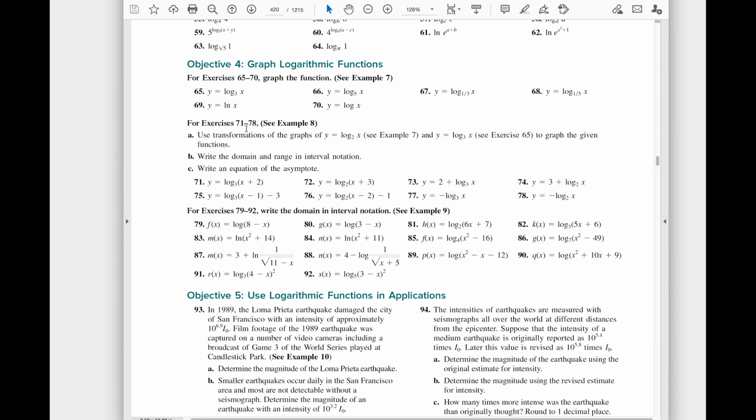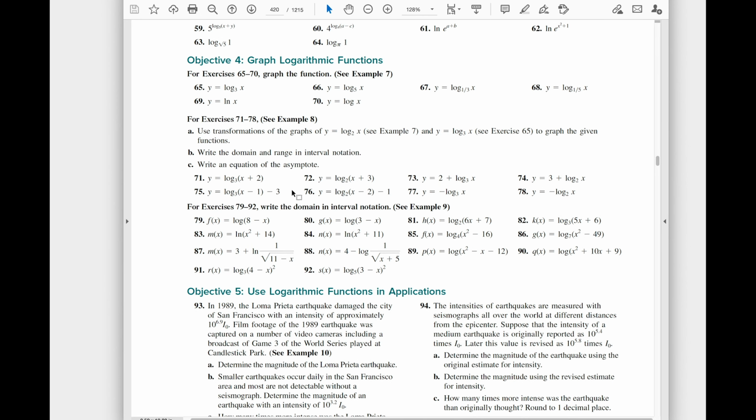Okay, and from 71 to 78, you have to graph those functions. If you remember the previous section, the exponential function, here you're gonna start from a parent function which is log, but it's the same approach. So, okay, you know what? I'll do one. I wasn't planning to, but let me do one because it's like a repetition here.